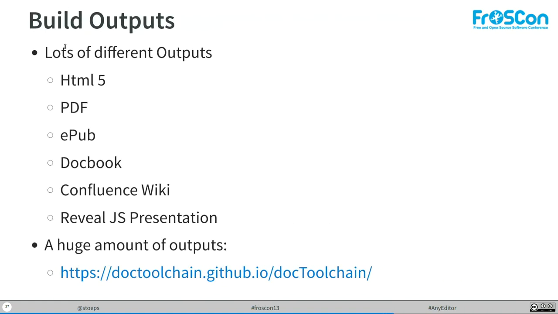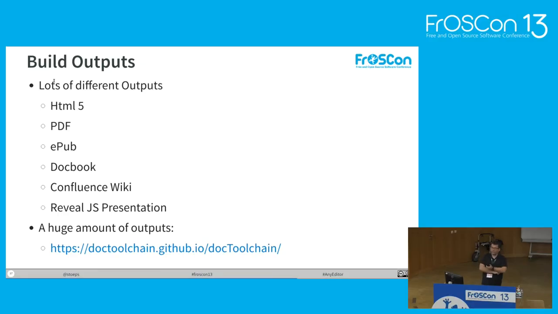So now we talked about output, and I'm a little bit too fast. How do we build the output and which outputs can we create? I think the main outputs I use are HTML and PDF, because I can print it, I can copy it to a web server, and I can just have access to it. But we are not limited to that.